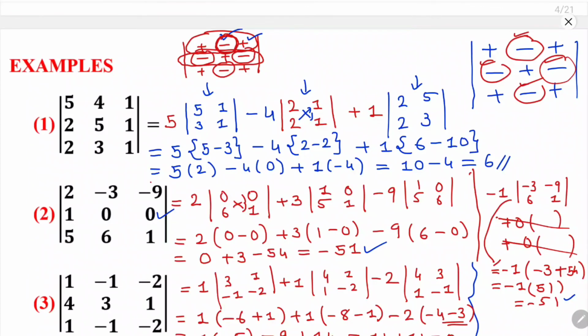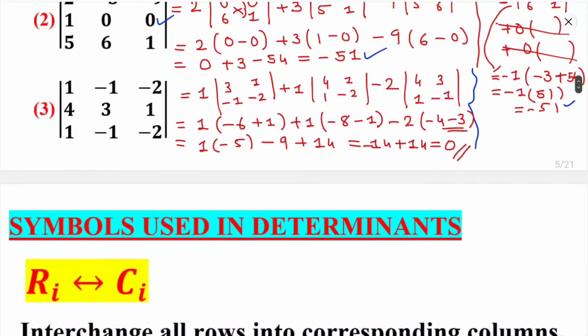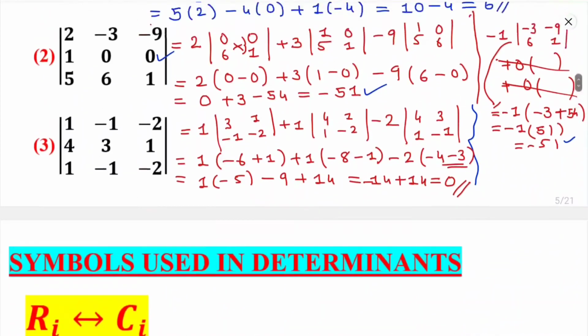So that's all for today's session, right? In the next session we are going to learn some symbols which are used in determinants and properties of determinants.